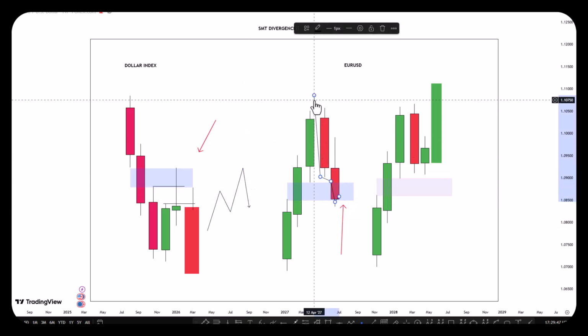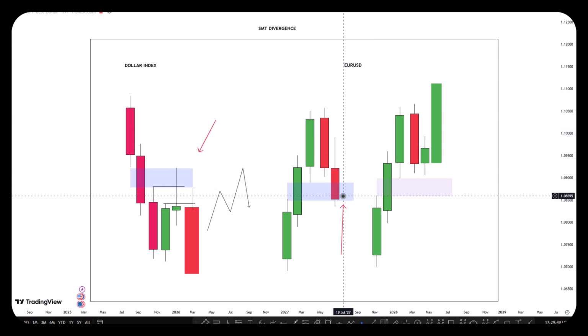So there's something. So we expect that explosion is going to happen on Euro USD following what? Following the dollar index. So I hope you understand this concept, and I hope you can start using it in your trading. So let's go to the chart and I show you an example.